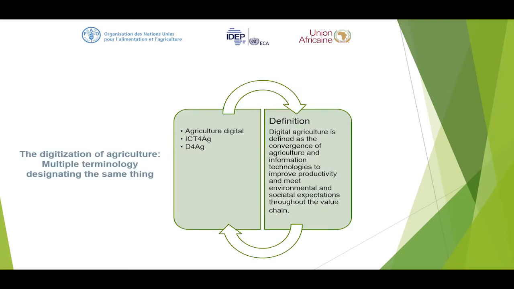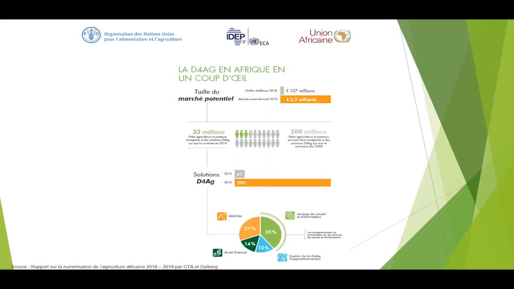So when we look at the digitization of agriculture, there are multiple terminologies designating the same. These include, among many others, agriculture digital, ICT for ag, and digital for agriculture. The definition of digitization for agriculture is the convergence of agriculture and information technologies to improve productivity and meet environmental and societal expectations throughout the value chain. So this is just a diagram illustrating that value chain and showing some of the infographics relating to digital for agriculture. You can study it in detail and try to make sense of it.